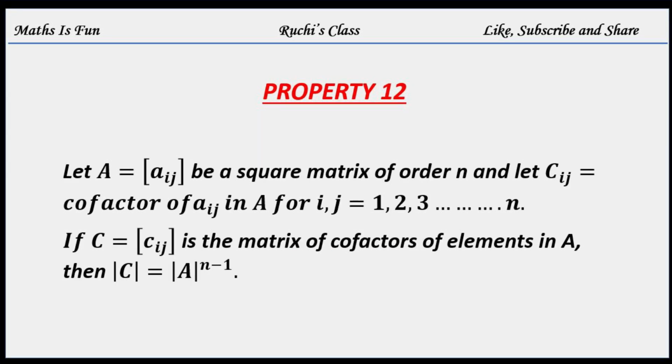Property 12. If A equal to aij is a square matrix of order n, then let Cij be the cofactor of aij in A for i, j equal to 1, 2 up to n. Then C equal to Cij is a matrix of cofactors of elements of A. Then determinant of C will be equal to determinant of A raised to the power n minus 1.